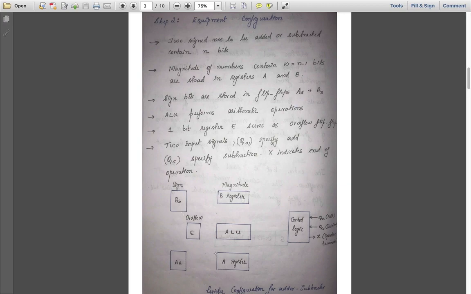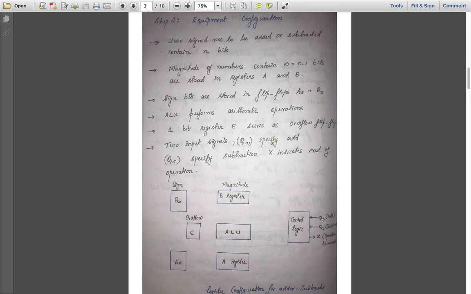If both of them are performing an addition and it generates a carry, that carry or overflow should be present in this particular E register. And this control logic has two inputs and one output. The inputs are QA and QS.